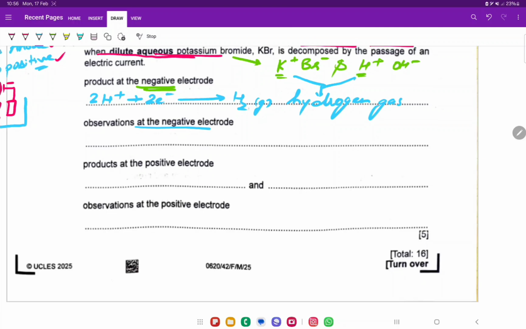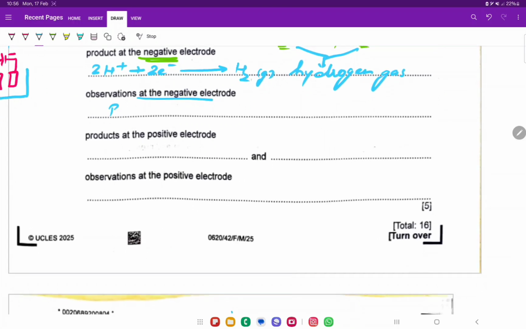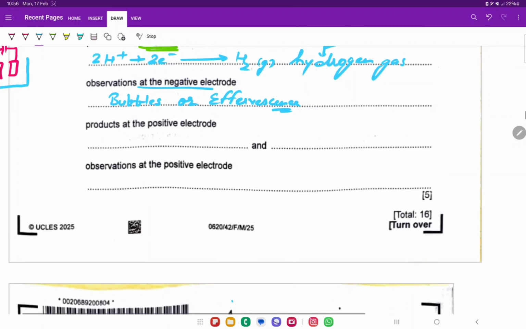Observations at the negative electrode: since hydrogen gas is produced, there will be bubbles or effervescence of hydrogen gas. Products at the positive electrode.